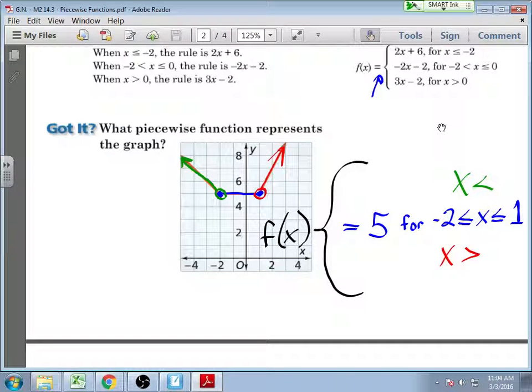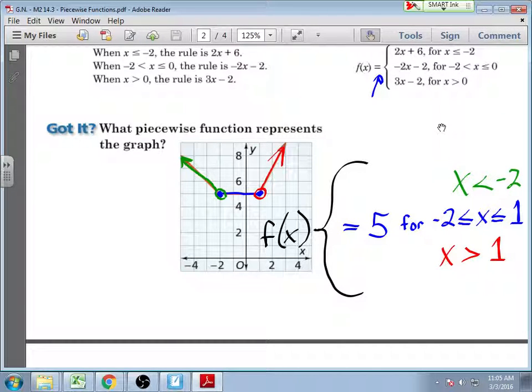And we know they share these points. Green is going to share the -2, and red is going to share the +1. So I already know the domain ranges for all 3. Questions on how we determine those domain ranges?